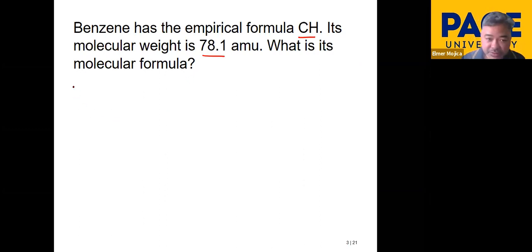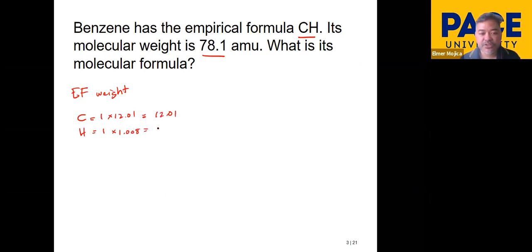So the first thing that we're going to do is determine the empirical formula weight. So this is just what? C and H. So we could say 1 times 12.01, 1 times 1.008. You have 12.01, 1.008, and you have here 13.018, right? So what are we going to do with this? We can round it up to 13.02.